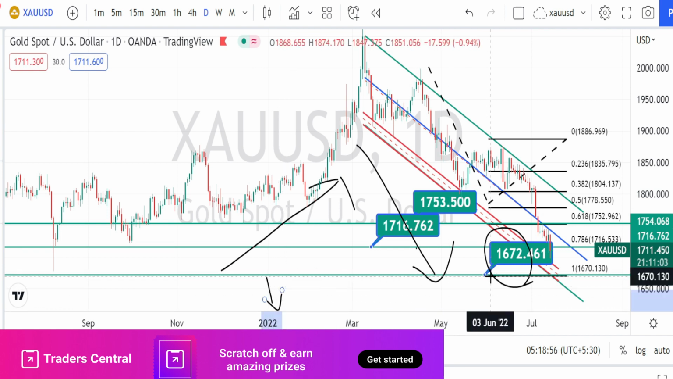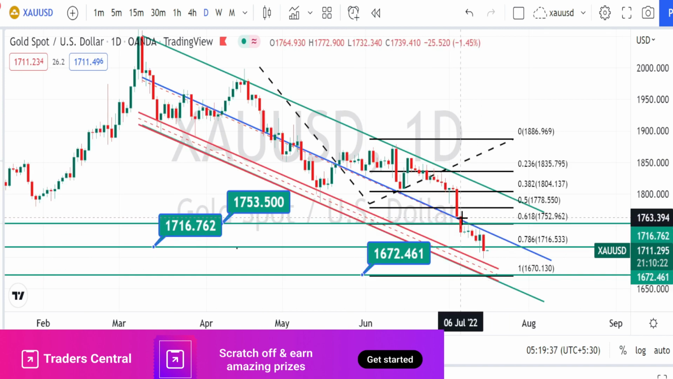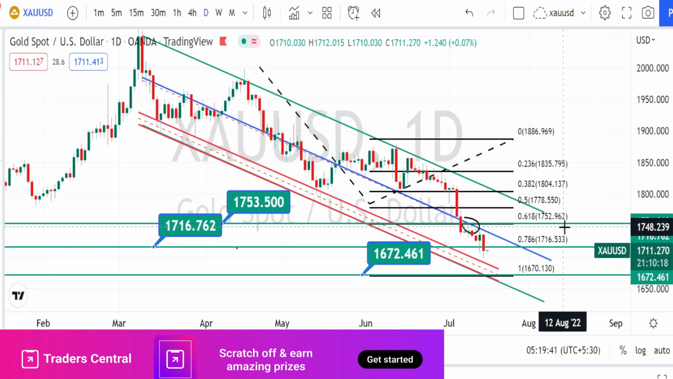It is not a retracement, it will be a trend reversal. And if the price action needs to bounce back on the bullish side retracement, it has to break the previous resistance level of 1753. Let us do the analysis in 4 hours time frame.